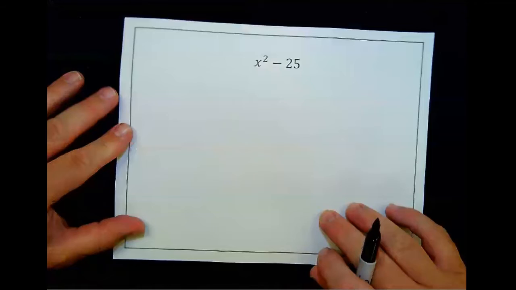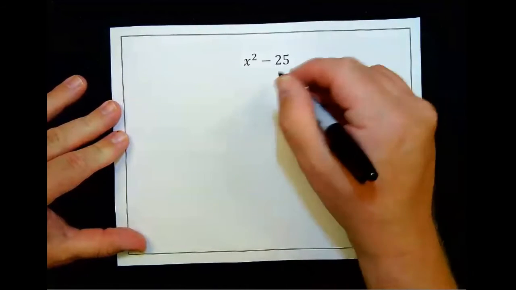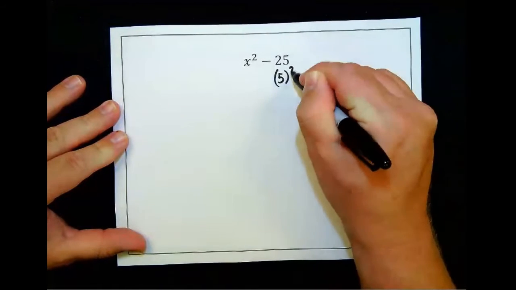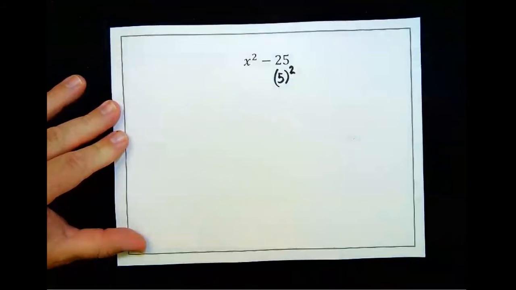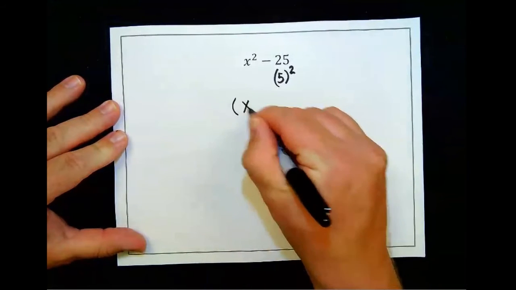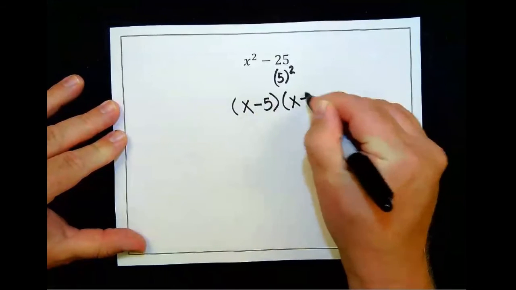So x squared minus 25. Well, first you have to say, is it a difference? Well, yes, it's subtraction. Are they perfect squares? Well, x squared obviously is. But what about 25? Well, 25 is 5 squared. So yeah, that's a perfect square. So I can factor this into x minus 5 and x plus 5.